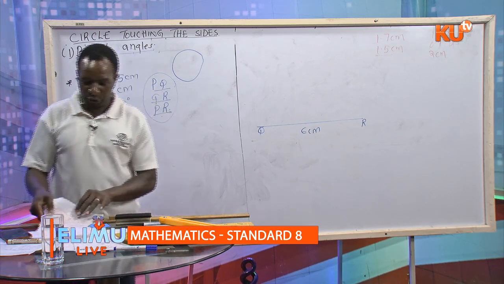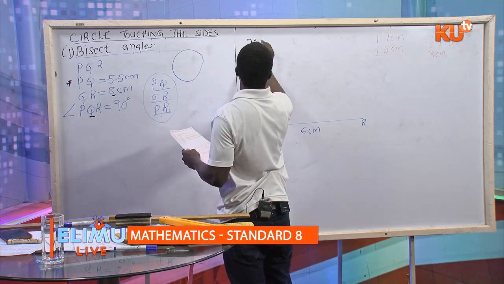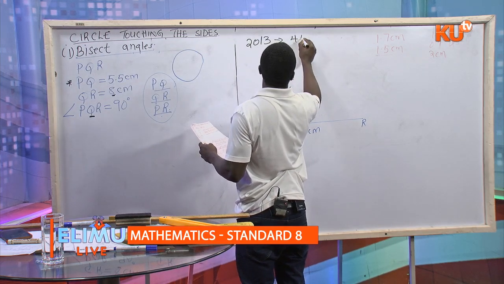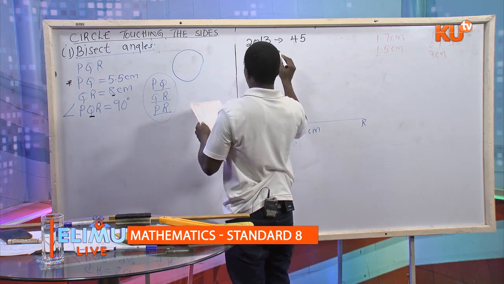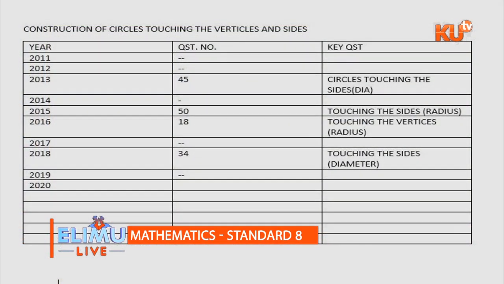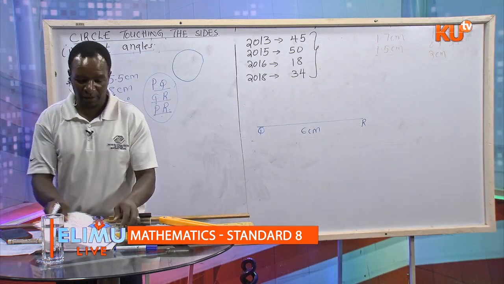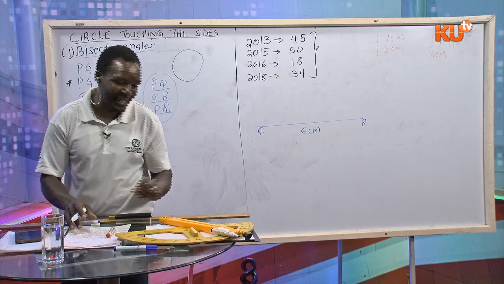I would also want you to try these KCPE paper questions. In 2013, attempt question number 45. In 2015, attempt question number 50. In 2016, attempt question number 18. And in 2018, question number 34. These questions will give you skills, not really enough skill, but they will give you skills on how KCPE is tested.